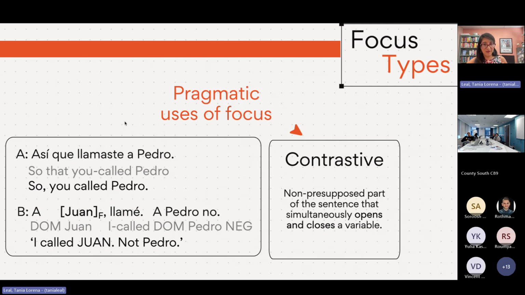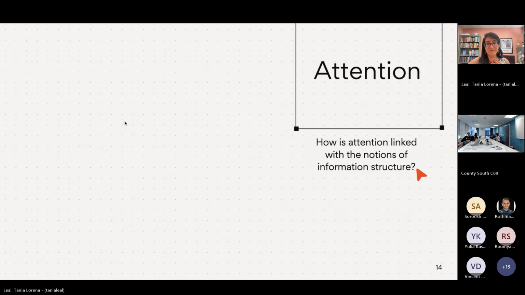Because the focus on Juan doesn't just add the new information of who this person is, it corrects or contrasts with what came before. So contrastive focus tends to carry meanings of correction, exhaustivity, or contrast, and is often marked prosodically in Spanish, syntactically also. In Spanish, it can appear at the left edge of the sentence and carry this special stress.